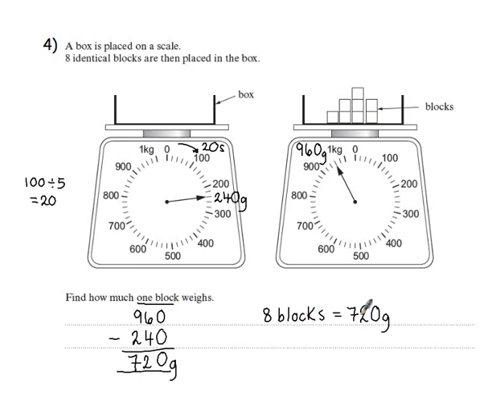We want to find out what one block weighs. So if we know 8 weighs 720, to find 1 we want to divide by 8. So one block is going to be 720 divided by 8. You can either do a bus stop, or you might have spotted that 8 does fit into 72. So 8 goes into 72 9 times, and don't forget that 0 on the end. So each block weighs 90 grams.